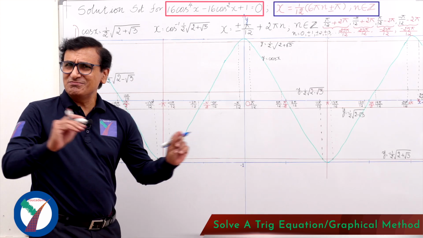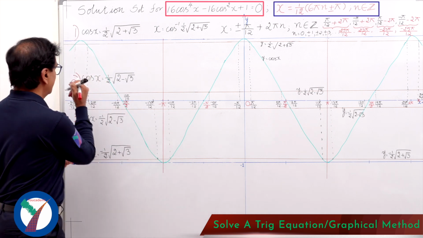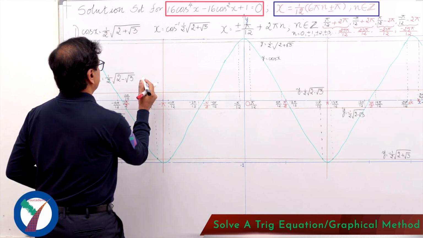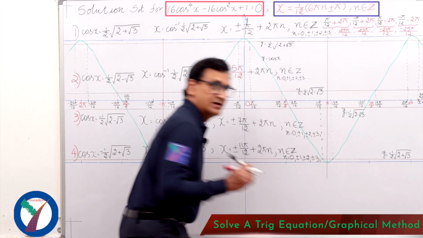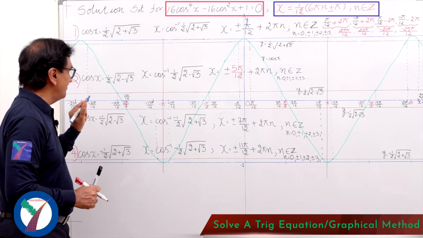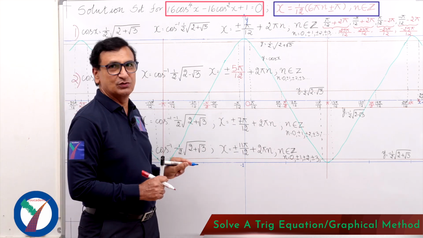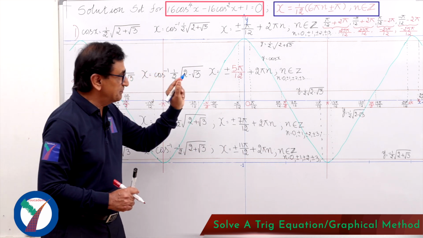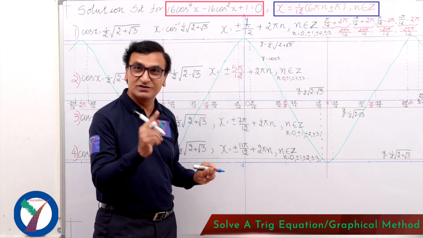You can use the same method to work out the entire set of solutions for the other three roots, that is equation number 2, 3 and 4, and they can be written as follows. The solutions are, let's take equation number 2. Cos x equals 1/2 square root of 2 minus square root of 3. The general solution is x equals plus or minus 5 pi by 12 plus 2 pi n. The principal value solution is plus or minus 5 pi by 12, corresponding to n equals 0, right?